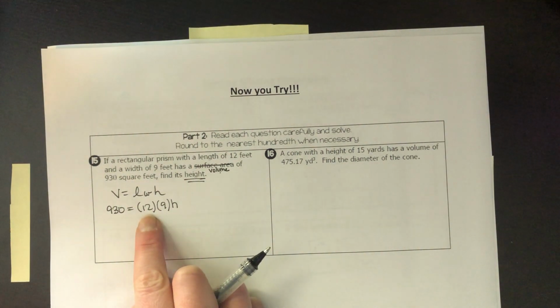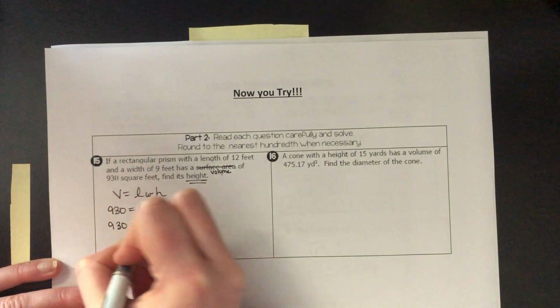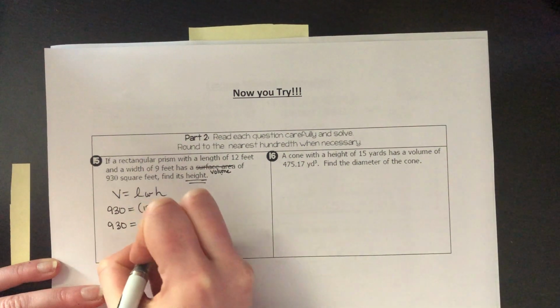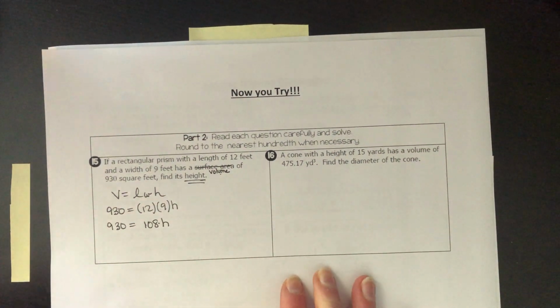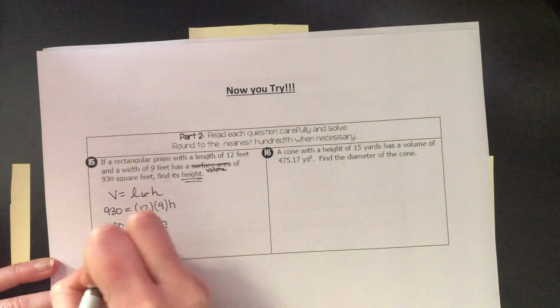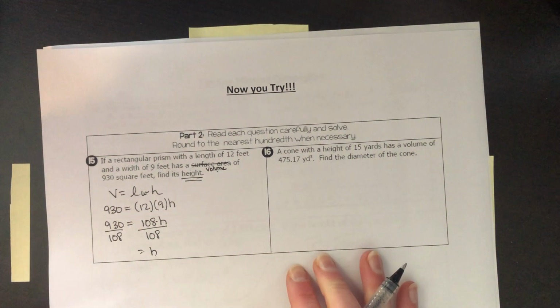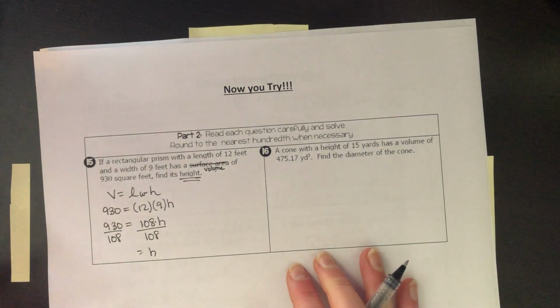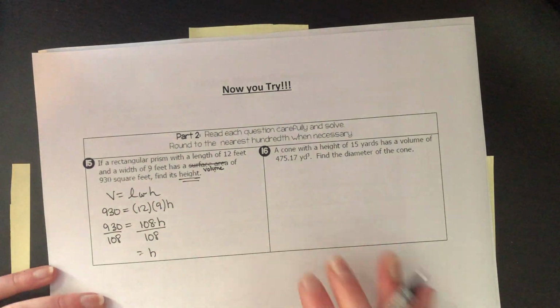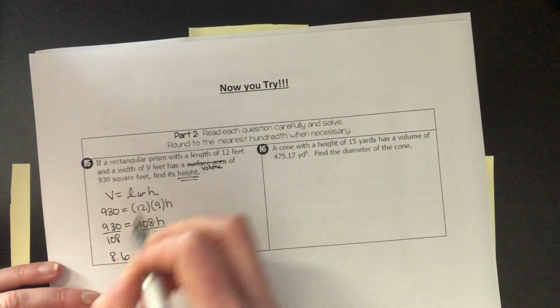So if we do 12 times 9, you get, bring down my volume, 108 times the height. And to get h by itself, we divide. So we find out that the height is about 8.6. What's our label? Feet.